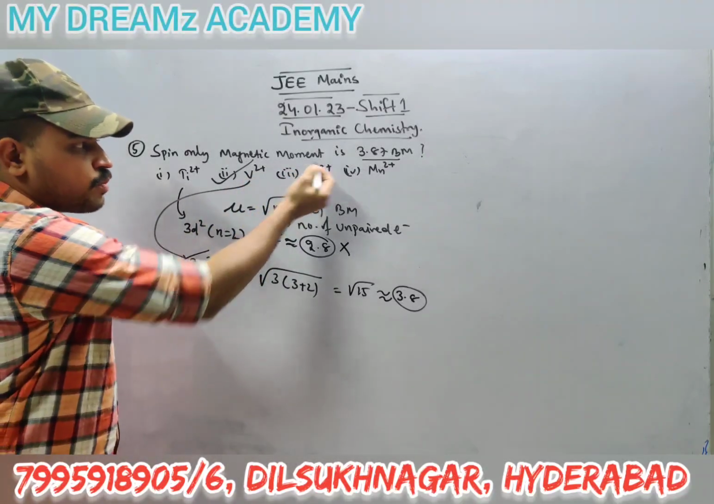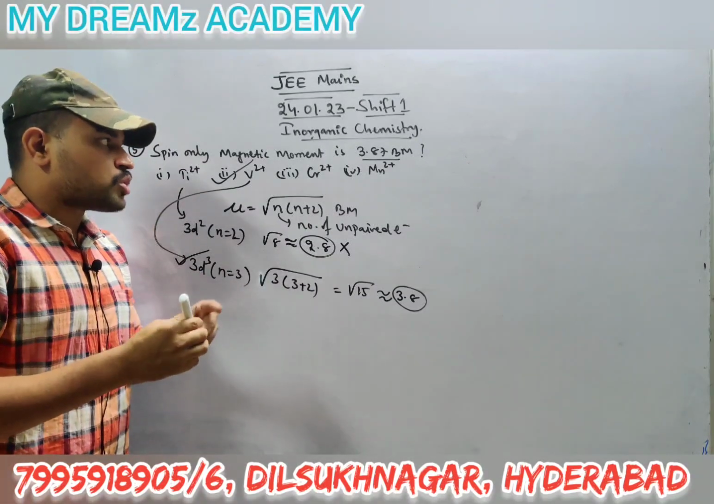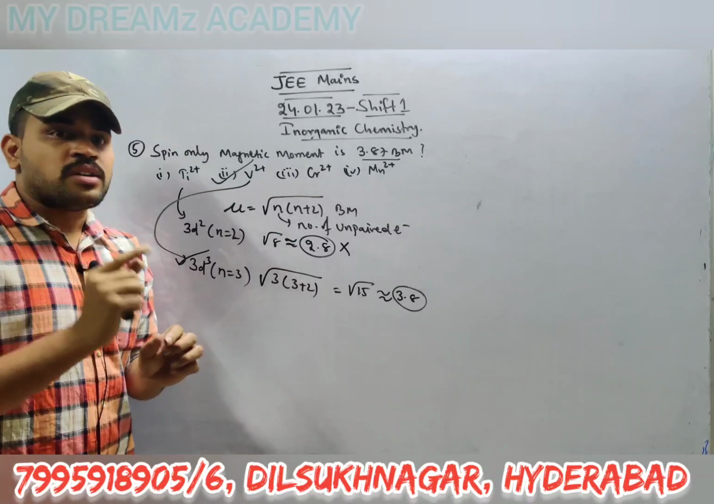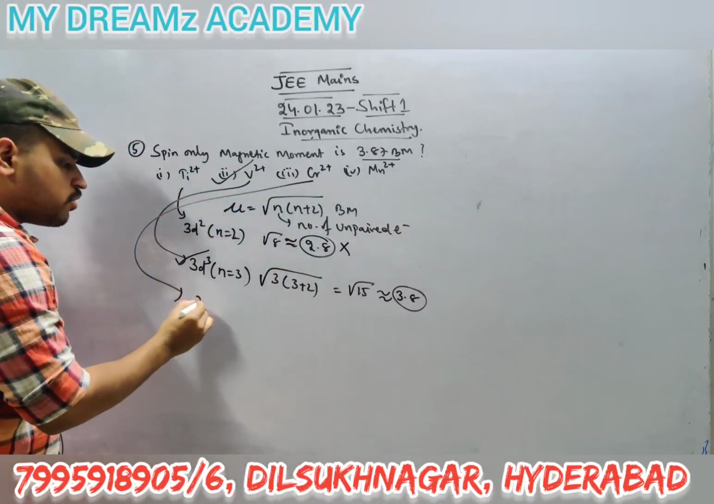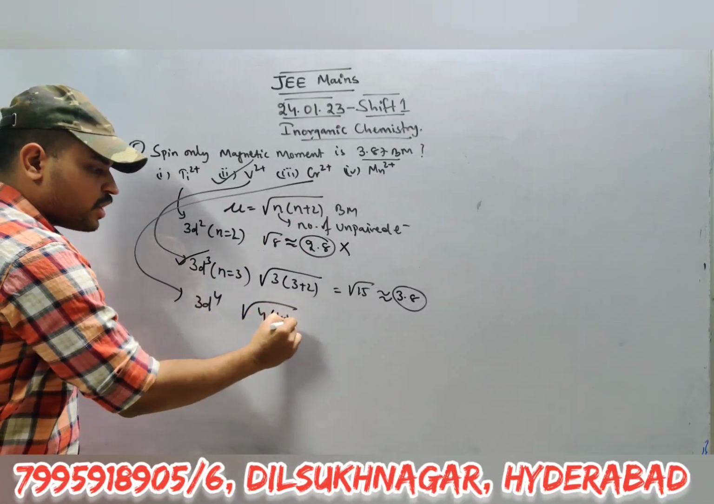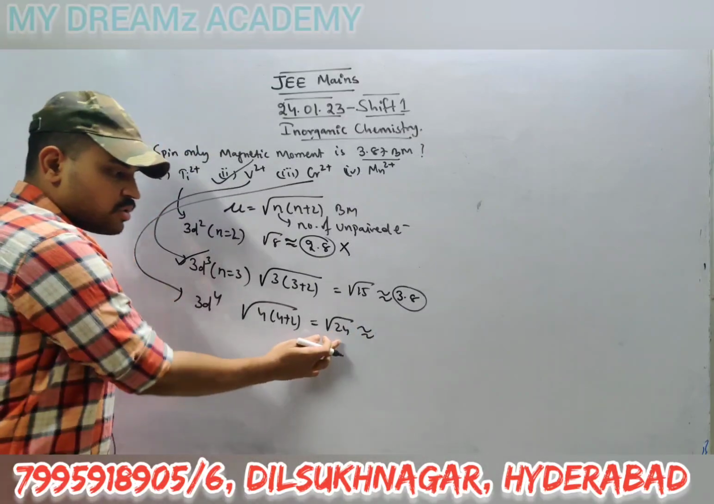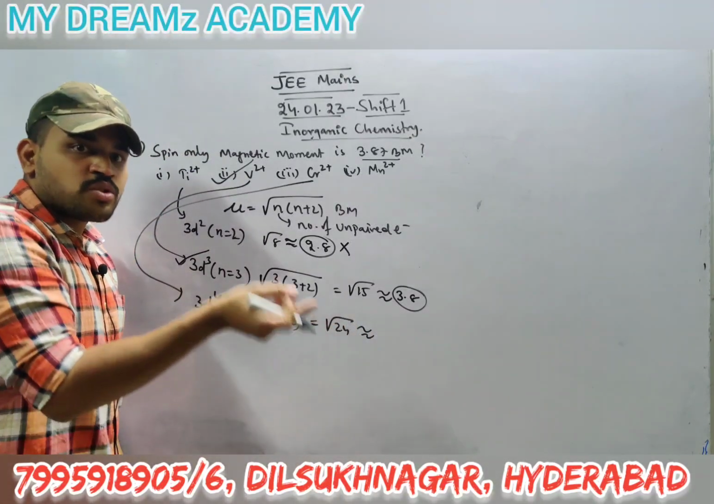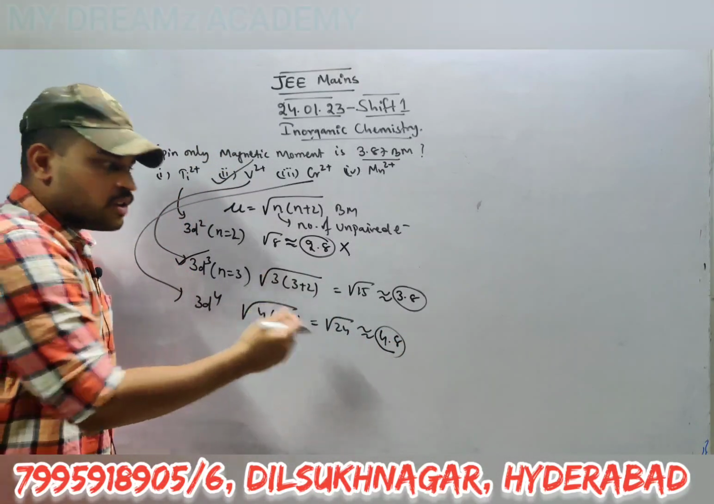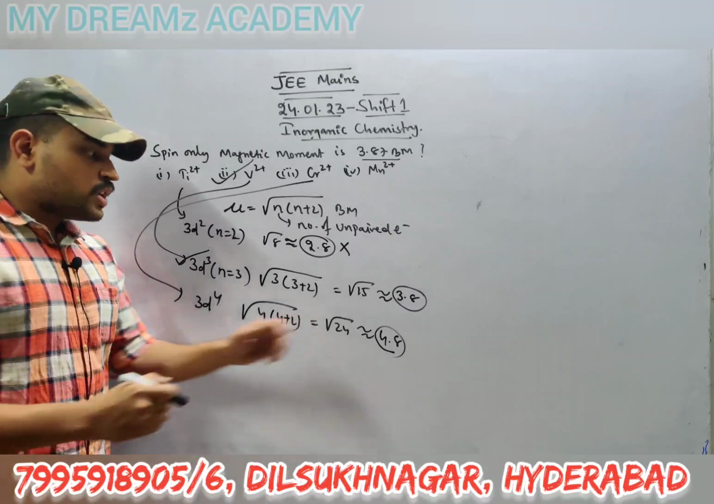If you find it for Cr2+, chromium's electronic configuration is 4s1 3d5. Two electrons are lost, one electron from 4s1 and one electron from 3d5, so it will be 3d4. For 3d4, the spin only magnetic moment is 4 into 4 plus 2, that means 6 fours are 24, so root over of 24. Root over of 24 is closest to root over of 25, which is 5. So we are going to get 4.8 something, which is most close to 5. So it is not the answer.